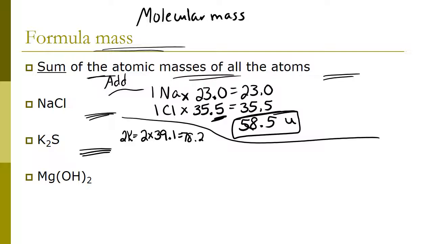You know what, I'm going to grab a calculator really quick just to make sure I don't make mistakes, because that would be pretty embarrassing. It usually happens to me, but it's embarrassing. 78.2. I have 1 sulfur. Sulfur is 32.1.